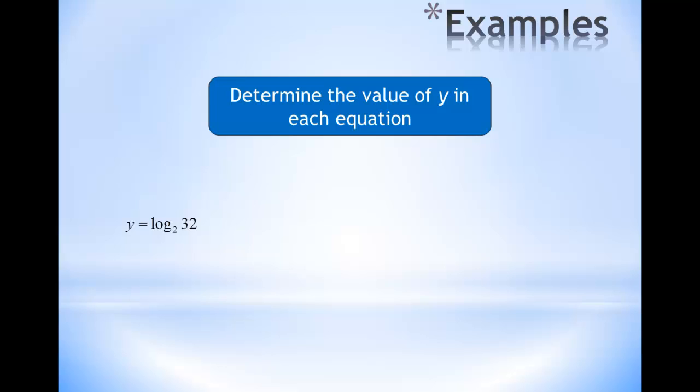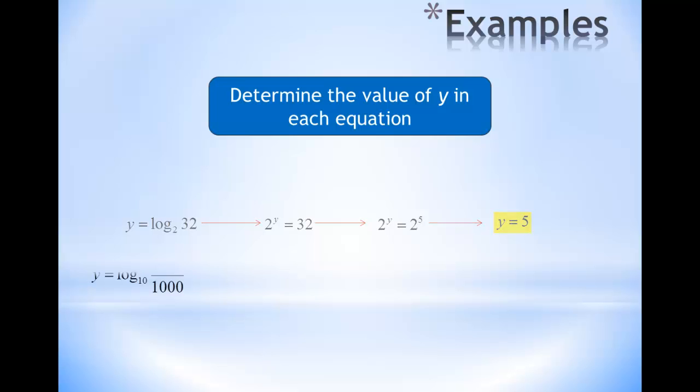Let's look, log base 2 of 32 means that 2 to the y is equal to 32. Let's write 32 as a power of 2. So we'll get 2 to the y equals 2 to the 5th. Again, using the 1 to 1 property, we get y is equal to 5.